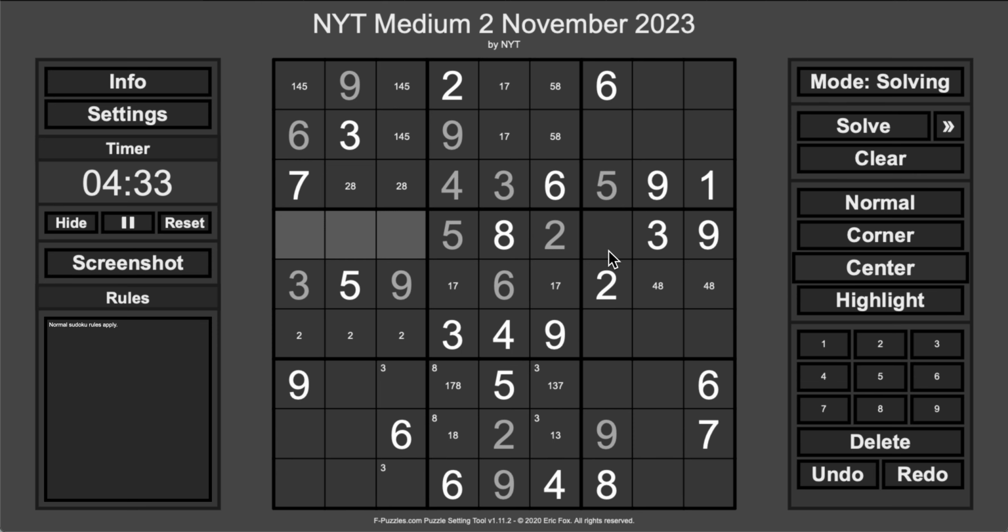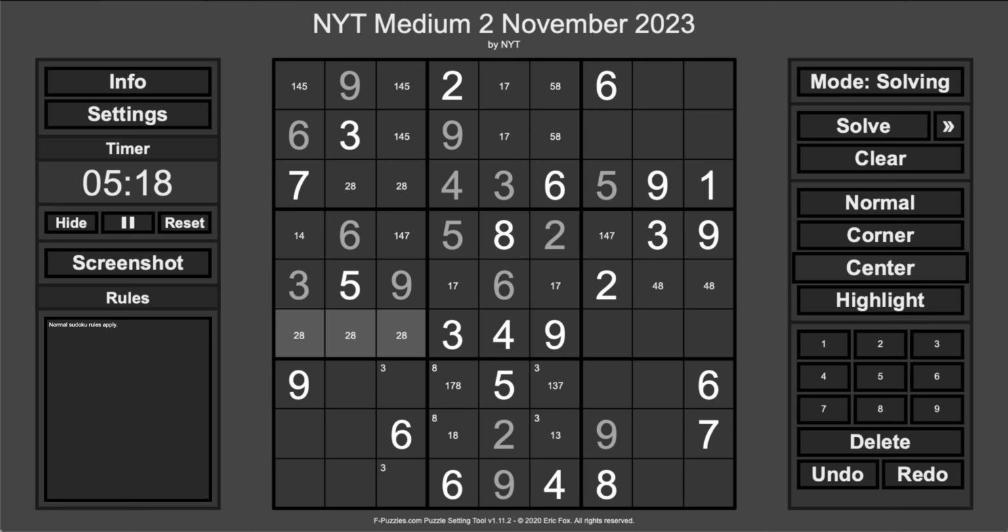Let's see. Row 4, I have 2, 3, 5, 8, 9. I need 1, 4, 6, 7. For the rest, this sees 6 and 7. That doesn't see anything. That sees 6. That one also sees 6. Okay, so this can't be 6, and this can't be 6, and this can't be 6. That one is. And the rest of it's a 147 triple that I don't know much of anything about. Okay, well, 8 has to go down here somewhere.